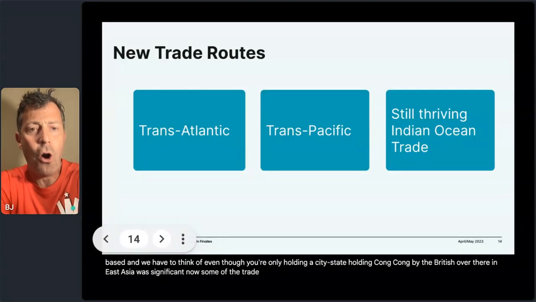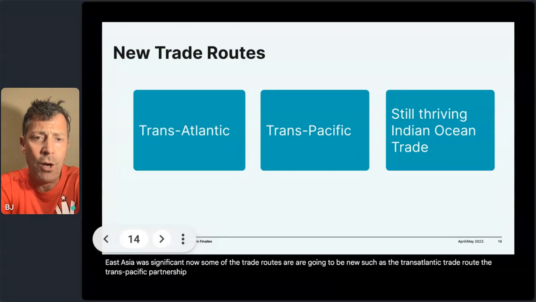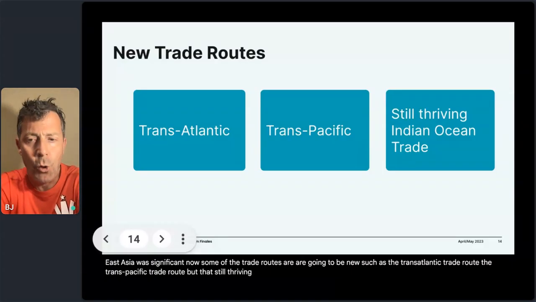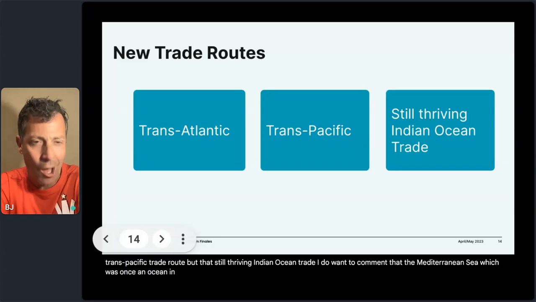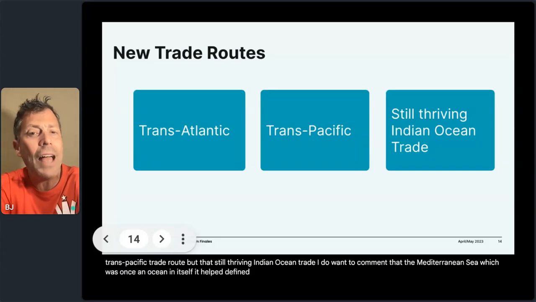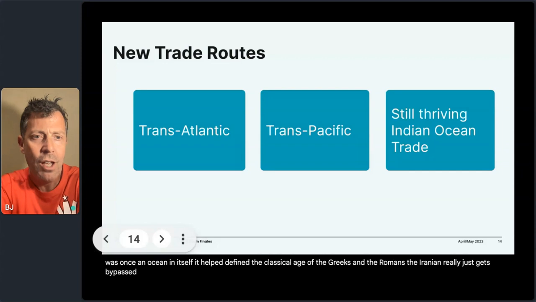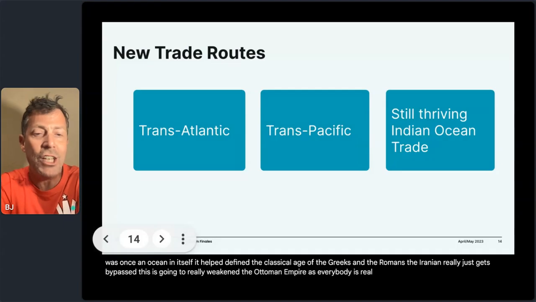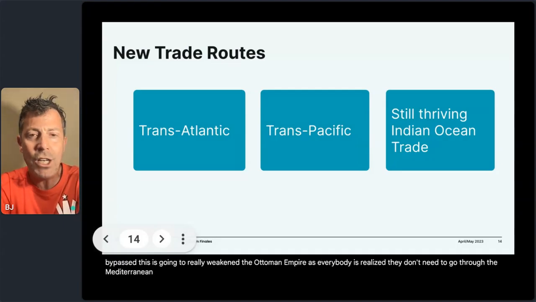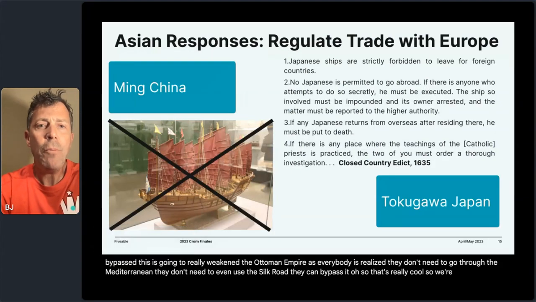Now, some of the trade routes are going to be new, such as the transatlantic trade route, the trans-Pacific trade route, but that still thriving Indian Ocean trade. I do want to comment that the Mediterranean Sea, which was once an ocean in itself, helped define the classical age of the Greeks and the Romans. The Mediterranean really just gets bypassed. This is going to really weaken the Ottoman Empire, as everybody has realized they don't need to go through the Mediterranean. They don't need to even use the Silk Road. They can bypass it all. So that's really cool. So we're going to jump into this one.